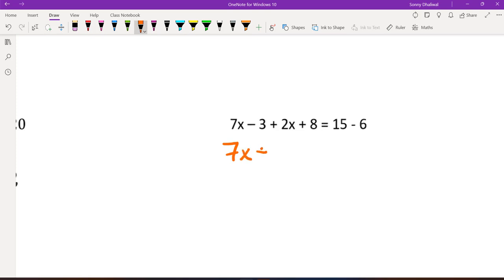The 7x stays. The 3x, the 3 goes to the other side, so that becomes a positive 3. The 2x stays, so that's a plus 2x. The 8 goes to the other side, minus 8. And the 15, that stays, so that's plus 15. The 6 stays, so that's minus 6.